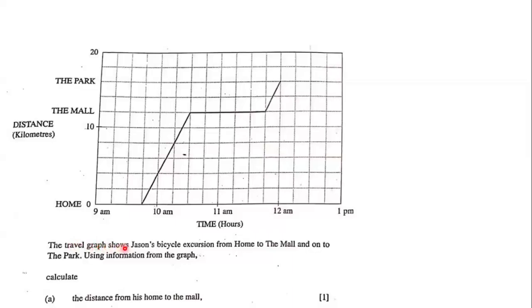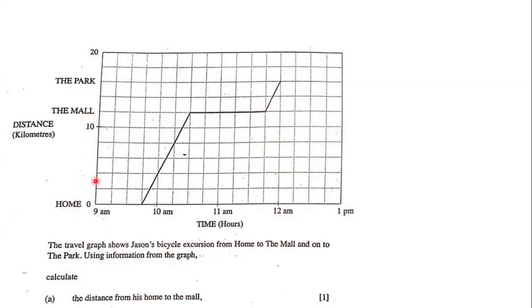The travel graph shows Jason's bicycle excursion from home to the mall and on to the park. Using information from the graph, calculate the distance from his home to the mall. And so our goal is to determine the distance from his home to the mall. Now notice that here is his home and the mall is here.